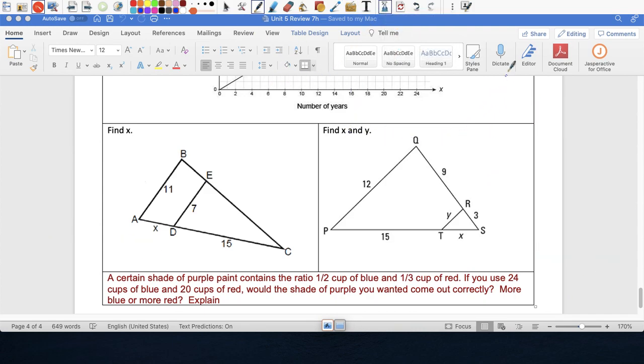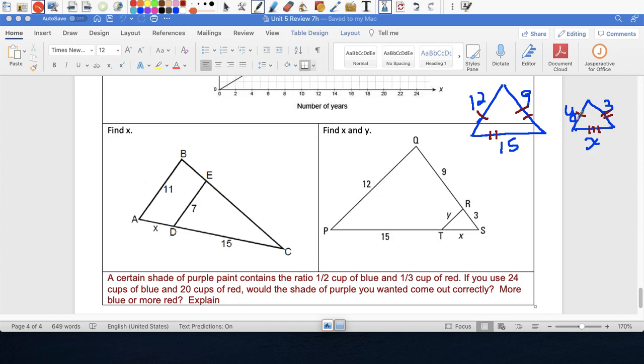Find x and y. Oof. All right, so we have a big triangle with the values. This is 12. This is 9. This is 15. And we have a smaller triangle. This is x. This is y. And this is 3. Let me change colors here. This corresponds to this, this corresponds to this, and this corresponds to this.